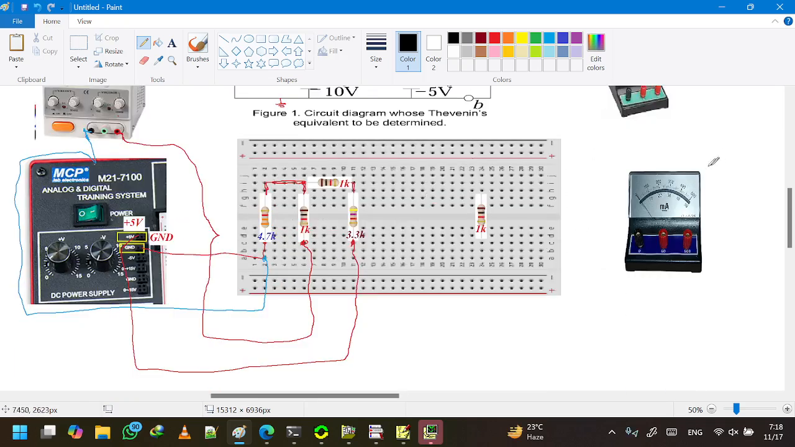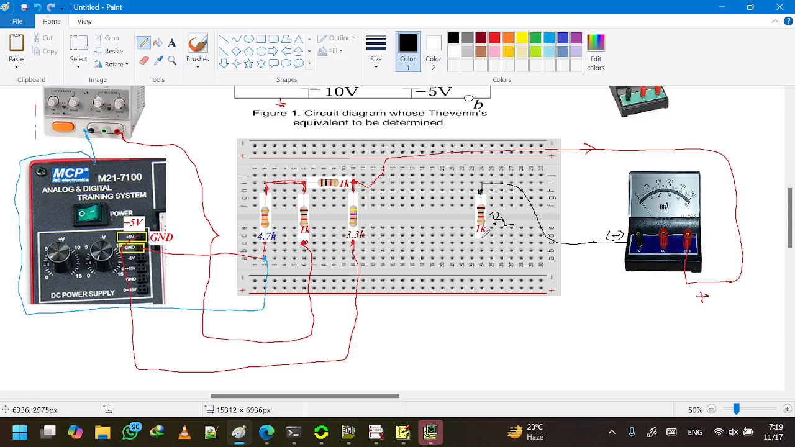So here we take the ammeter. The positive terminal of the ammeter, let's draw it in red. This is the positive of the ammeter. This one should be connected to this node, and the current will flow through this ammeter and will come out from the negative terminal of the ammeter. This negative terminal should connect to the load resistor RL. So this one is our load resistor RL.